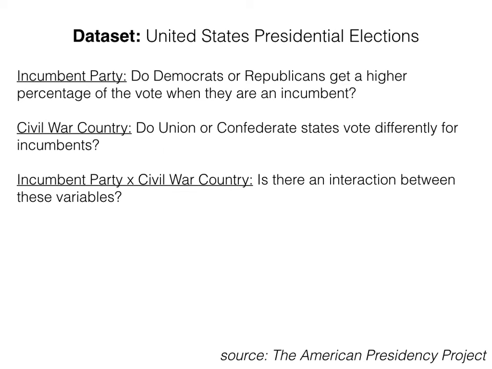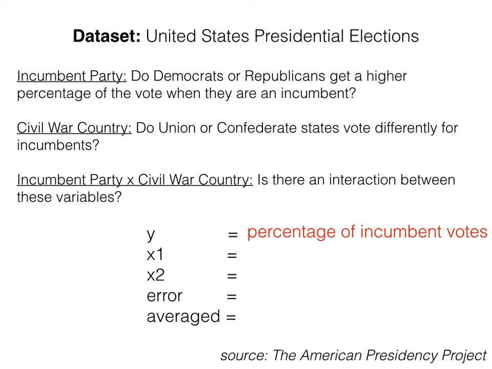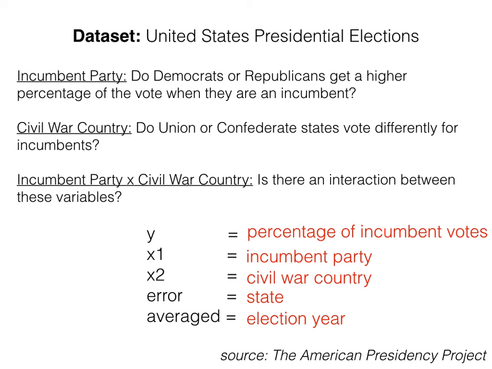Okay, let's break down our variables. Our Y value is percentage of votes for the incumbent. Our X1 is incumbent party. Our X2 is Civil War country. Our error variable is individual state. And our average variable is election year.